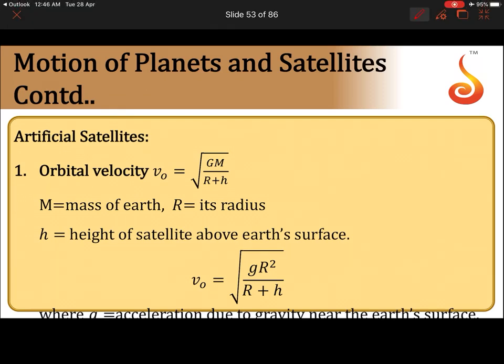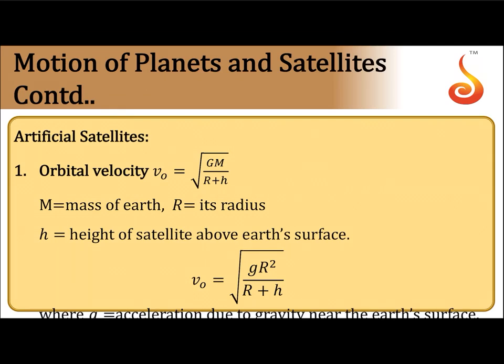Now moving on to the motion of planets and satellites. Here, if you consider artificial satellites, then the orbital velocity of the satellite in its orbit is given by the root of GM/(R + h), where M is the mass of the earth, R is the radius of the earth, and h is the height of the satellite above the earth's surface. In terms of g, you can write it as the root of gR²/(R + h).